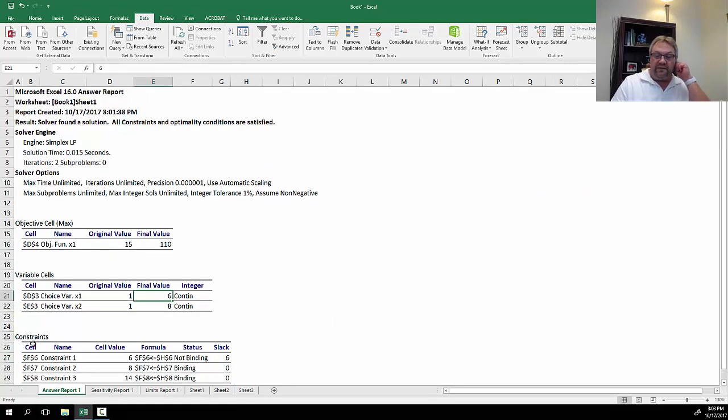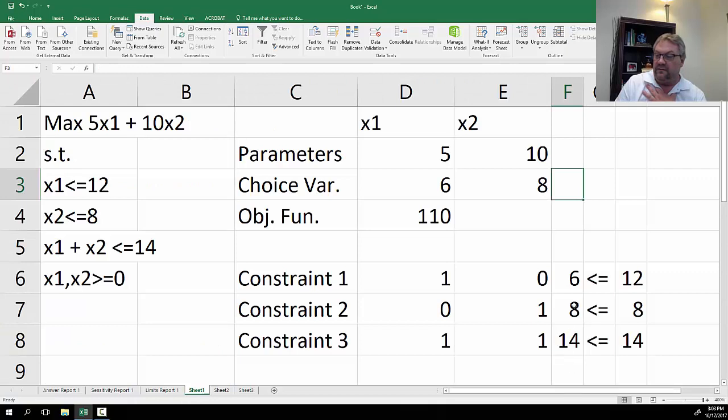And then I get into my constraints. Again, I like this because it's named my constraints, constraint 1, 2, and 3. And so it's telling me my cell values: 6, 8, and 14. That's this. What were the constraints? I used 6 units of constraint 1, 8 units of constraint 2, and 14 units of constraint 3.